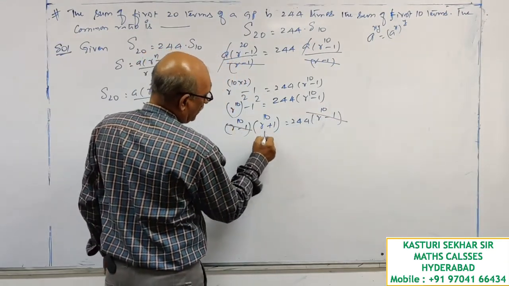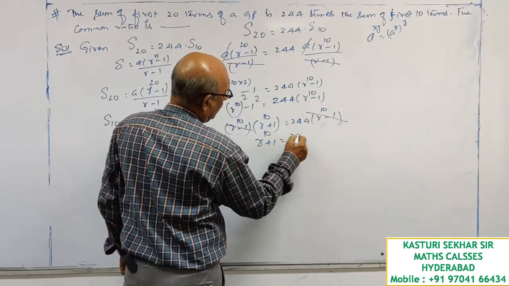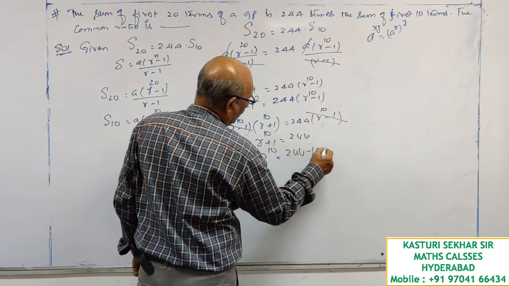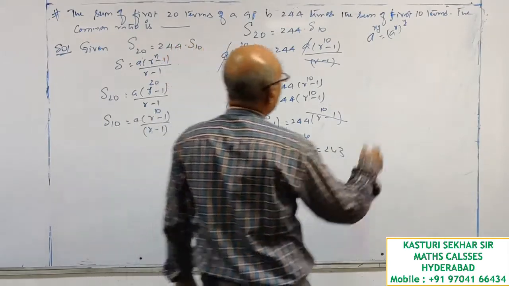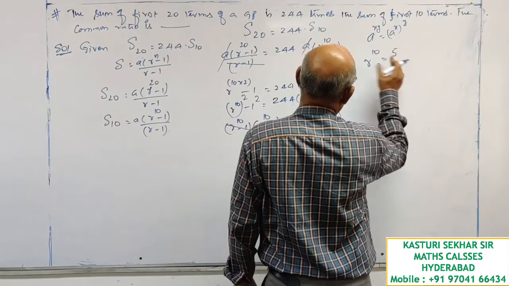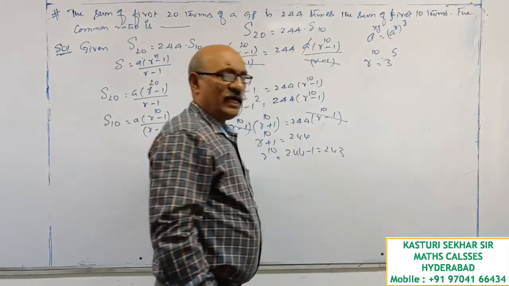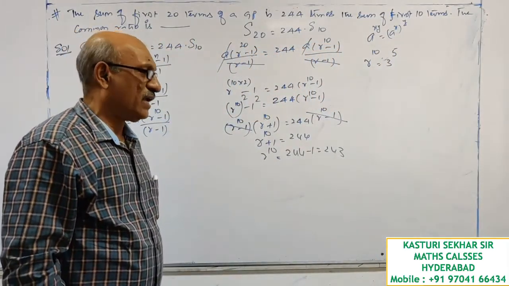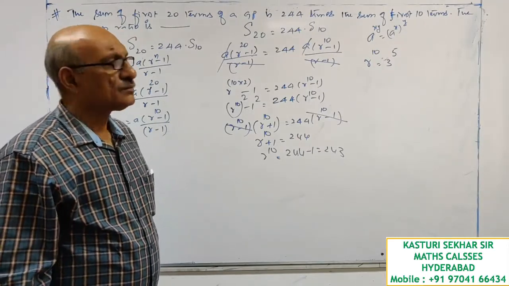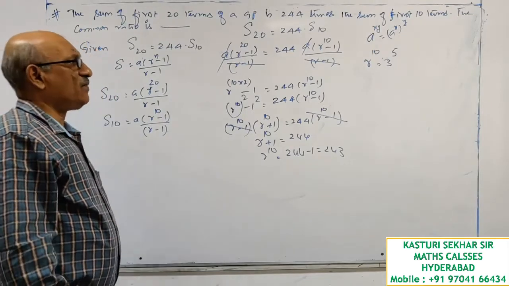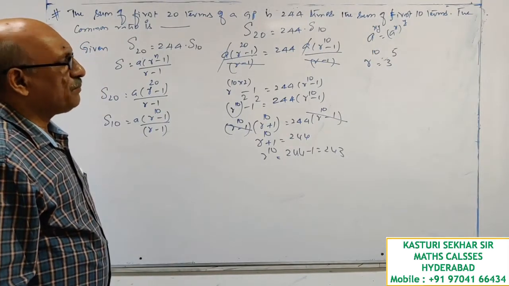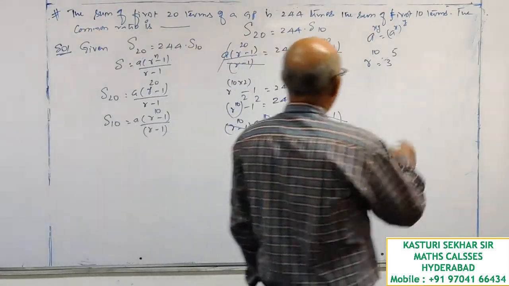Cancel. 244 minus 1, 243. R to the power of 10 is R to the power of 10, 3 to the power of 5. Here, neither bases are equal nor powers are equal, so you don't get the answer. To get the answer, what is required? Either bases must be same or powers must be same. What will I do here?